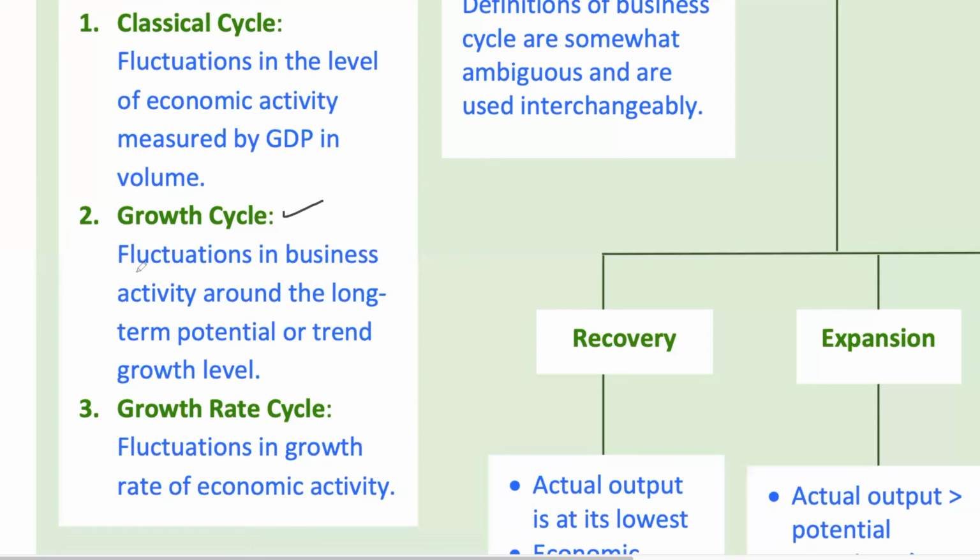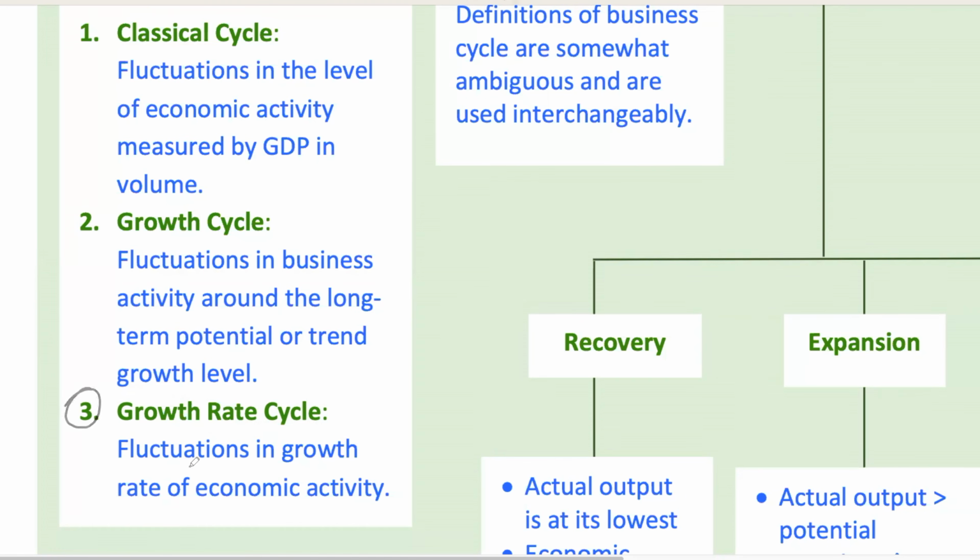Second is growth cycle. Here, we look at fluctuations in business activity around the long-term trend growth level. The focus is on whether economic activity is above or below this trend growth. This type of cycle divides economic activities into long-run and short-run trends, with peaks reached earlier and troughs later compared to the classical cycle. Growth rate cycle involves fluctuations in the growth rate of economic activity. Compared to the other two cycles, this cycle recognizes peaks and troughs earlier.